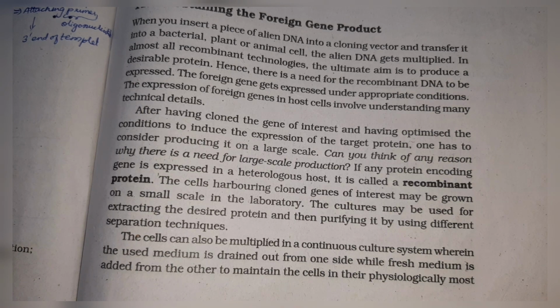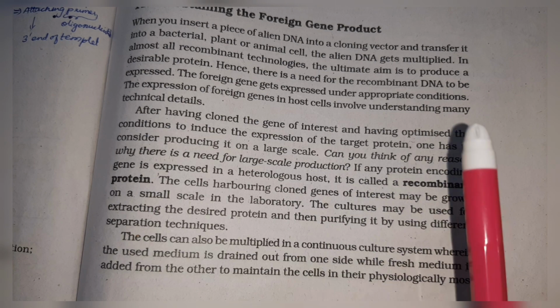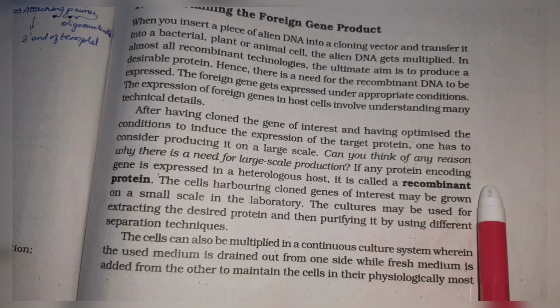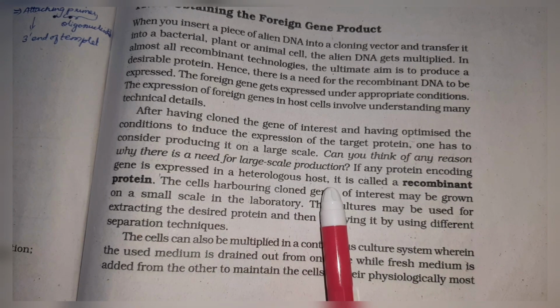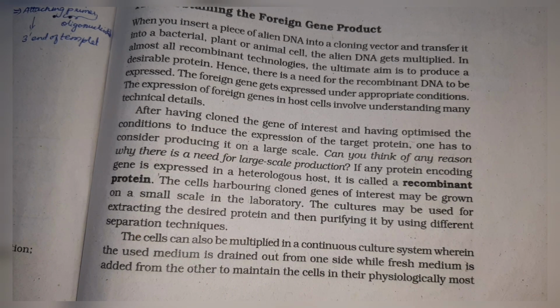Since in the first introduction we have learned that biotechnology means human useful. If any product is useful for humans, we are producing it through biotechnology. So there are billions and billions of humans in this world. If these humans need to benefit, we need to produce it on a large scale. Therefore we produce it on a large scale. It is necessary. If any protein encoding gene is expressed in a heterologous host, it is called recombinant protein.